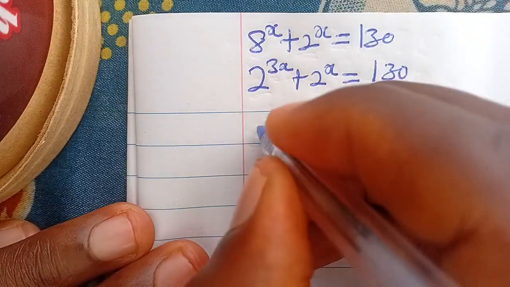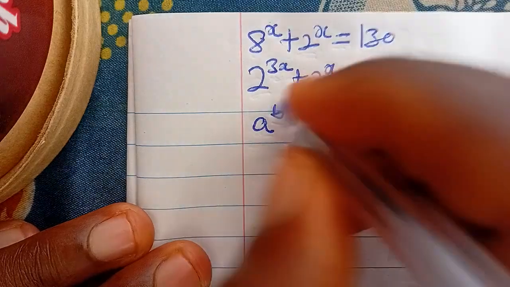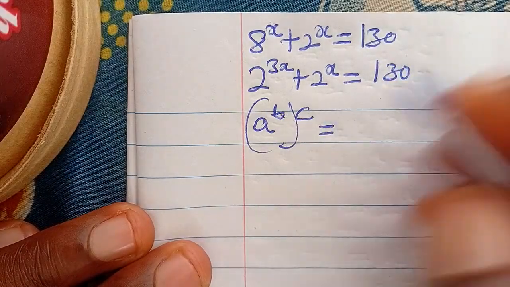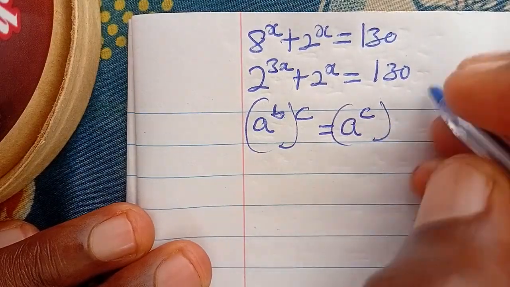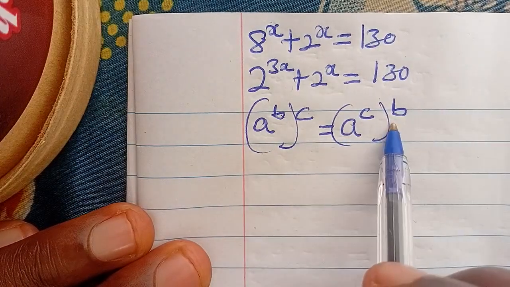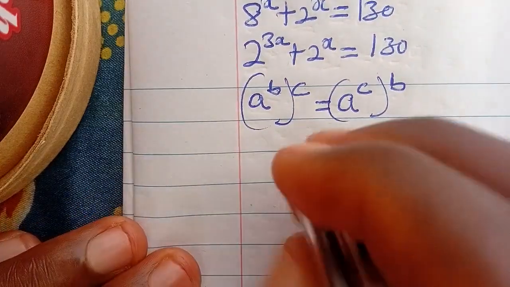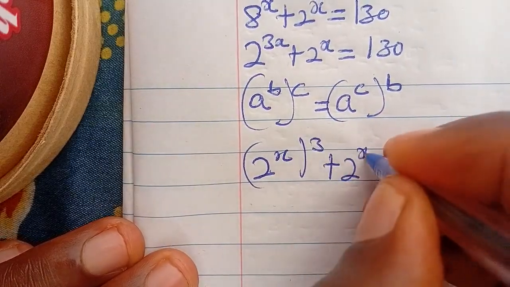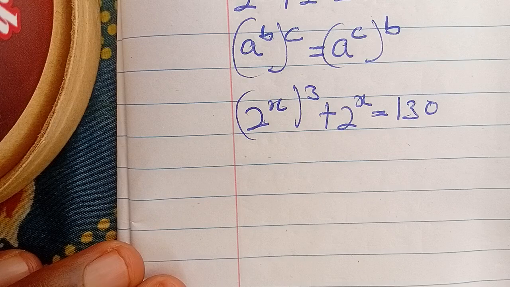Now if you are having a exponent b, and then that to the exponent c, this is the same as a exponent c times b, okay, so this is equal to this. Now let's apply this concept here. So you're going to have 2 exponent x, all cubed, plus 2 exponent x is equal to 130. Okay, this is what we are going to have.